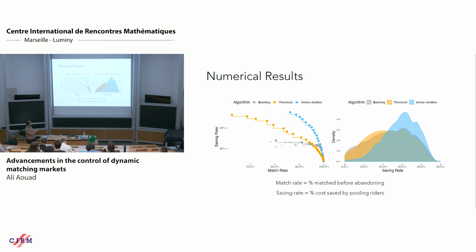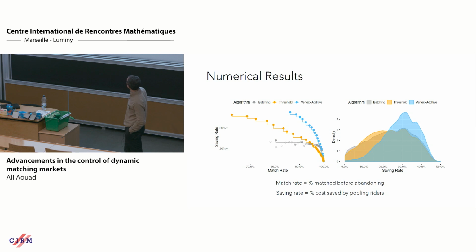So what we see is that batching would be great if you want to achieve very high match rates. If you care about matching everyone or a high proportion, then batching is actually a good policy. But if you're trying to think of savings, then threshold or vertex additive policies can achieve higher performance. So that's the main takeaway.